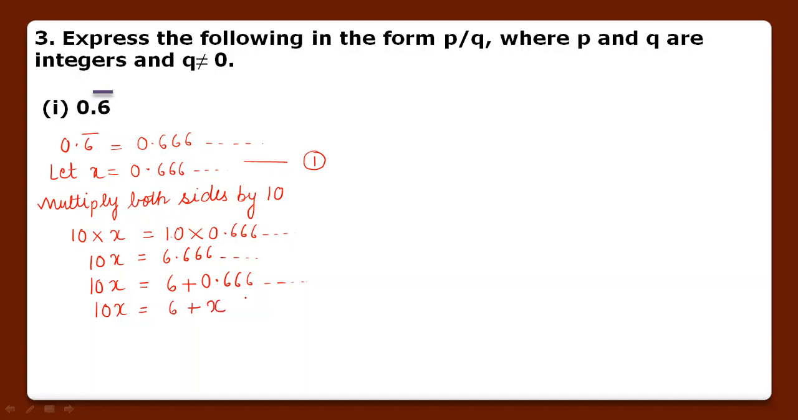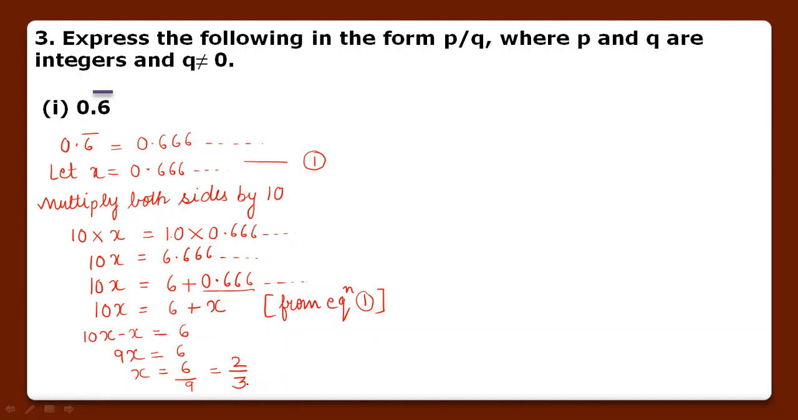6 plus x. आपने इस पार्ट को x लिख देंगे and you'll write in bracket from equation 1. इक्वेशन 1 के थ्रू आपने इसे x लिखा बिकॉज आपने वहां लेट किया था. अब यहाँ प्लस में, इस साइड जाके माइनस में हो जाएगा. 10x minus x is equals to 6. Here it is 9x is equals to 6. X is equals to 6 upon 9 which is equals to 2 upon 3.